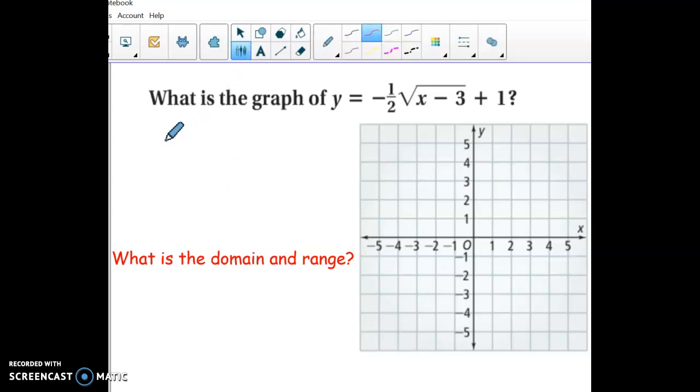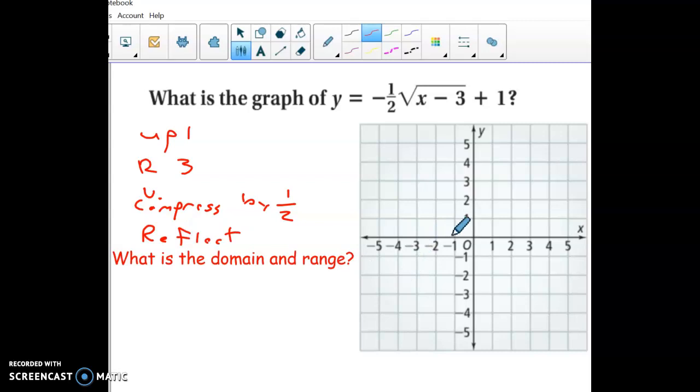Okay, so the graph is going to go up 1 because the 1 in the back. It's going to go right 3 because of this minus 3. And then it's going to be a vertical compress by 1/2. And then the negative part is going to make it reflect.